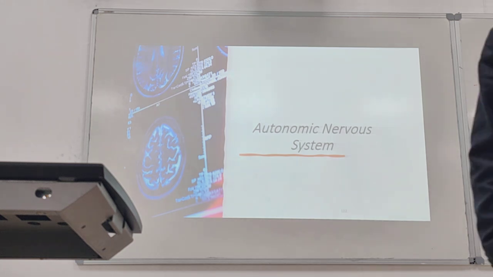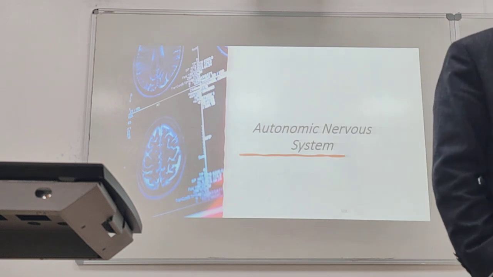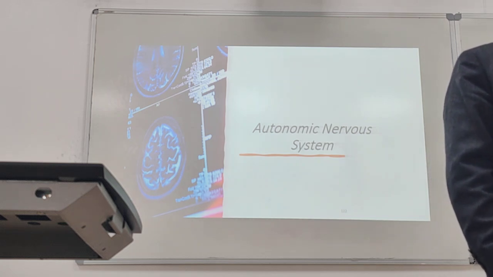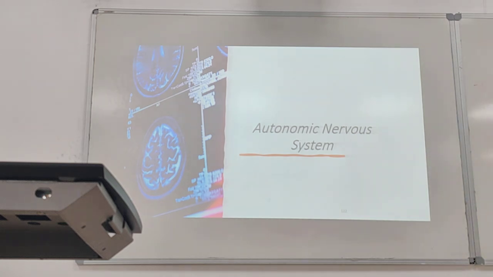So my dears, what is the anatomical difference? We start from here. What is the anatomical difference? From where does the autonomic nervous system come? Is it connected with the central nervous system?